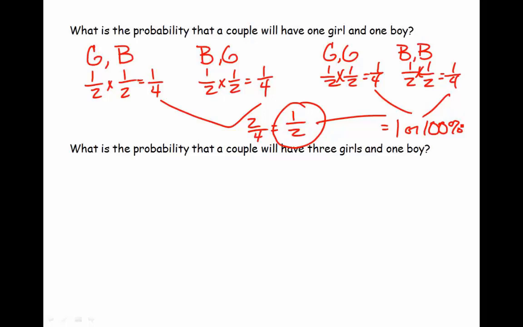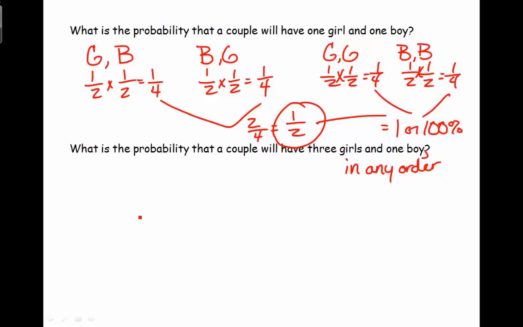Now, if we look at the next question, we want to know, what is the probability that a couple will have 3 girls and 1 boy? Again, we're not specifying an order. And many times in these types of questions, you'll actually see it said "in any order." Okay, so if we look at this one, we want 3 girls and a boy, so out of 4 children.